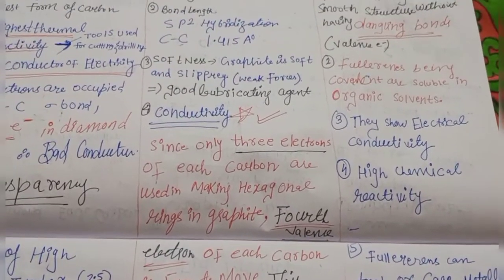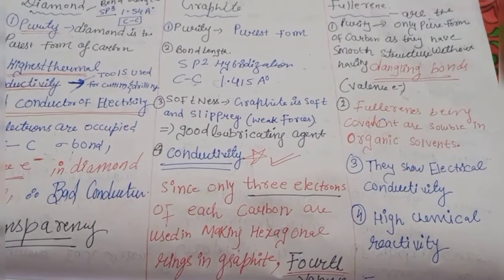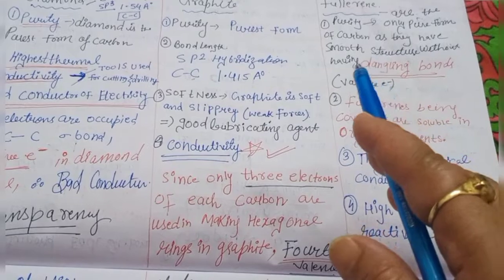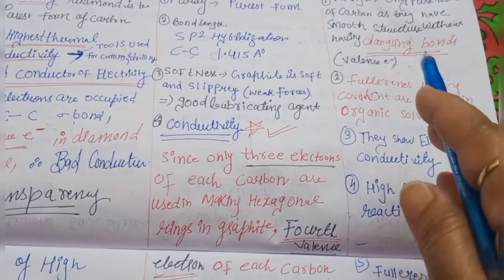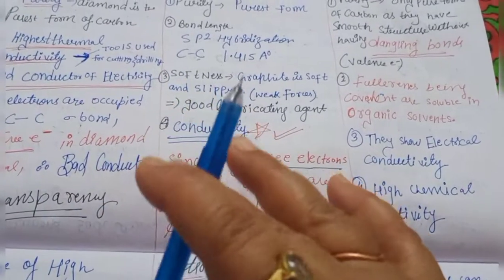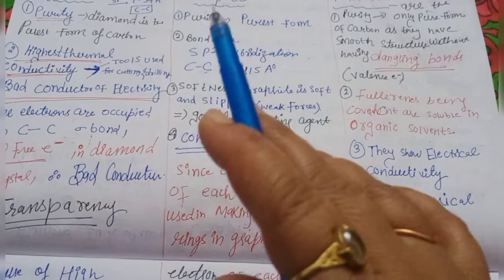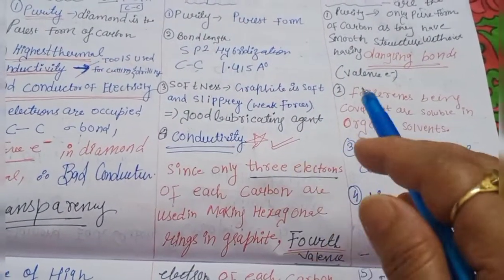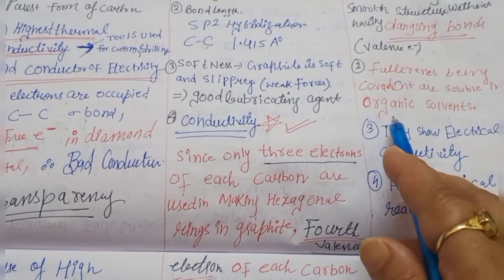Next, our fullerene. About the purity, they are the only pure form of carbon, with a smooth structure without dangling bonds, means they don't have roughness or like that. So diamond is also pure, graphite is also pure, but fullerene is considered to be the more pure. Then the fullerenes, being covalent, are soluble in the organic solvents.